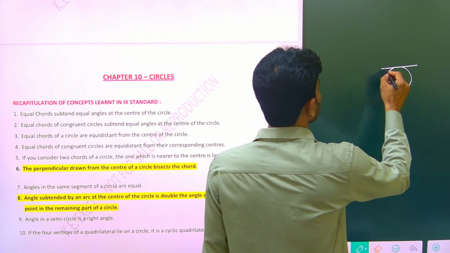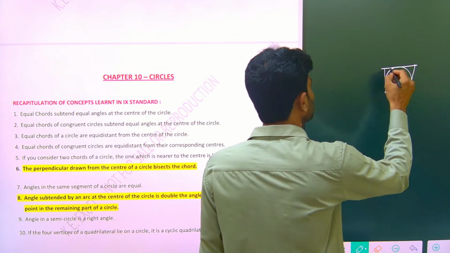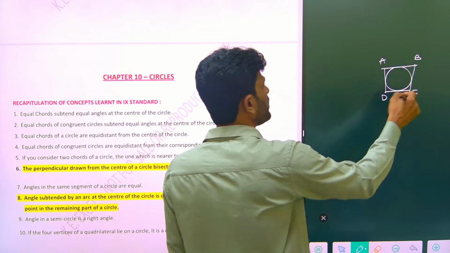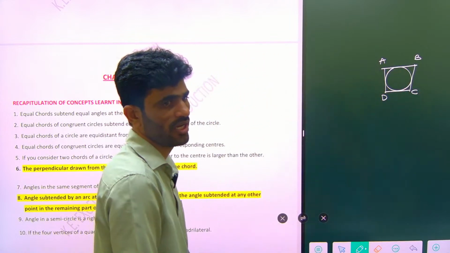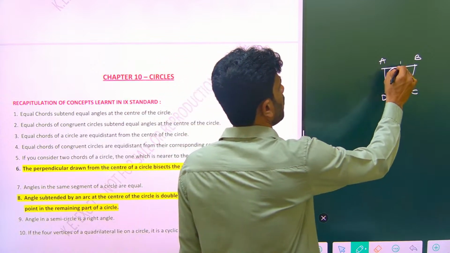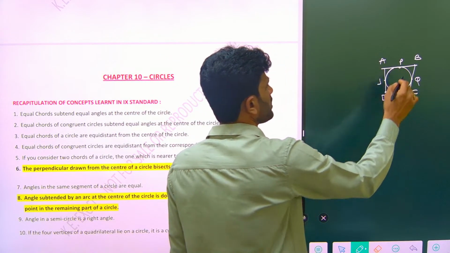Of this we have: if it is a quadrilateral circumscribing a circle, then the sum of opposite sides is equal. We have to prove that AB plus CD is equal to AD plus BC. Remember how to prove? If you do not know, practice again.